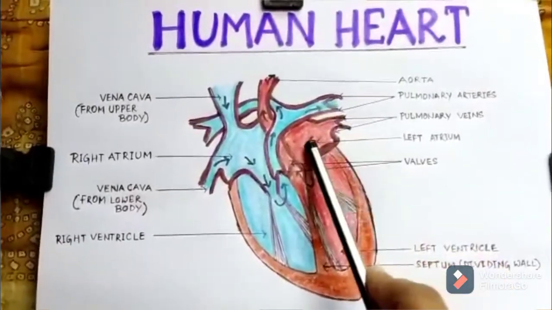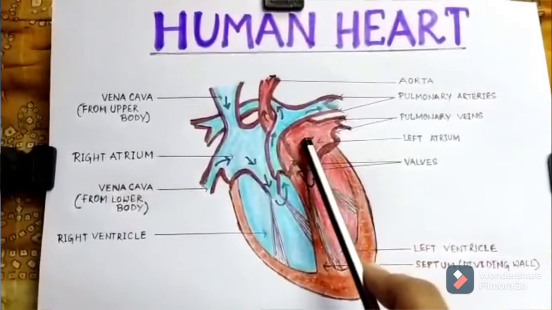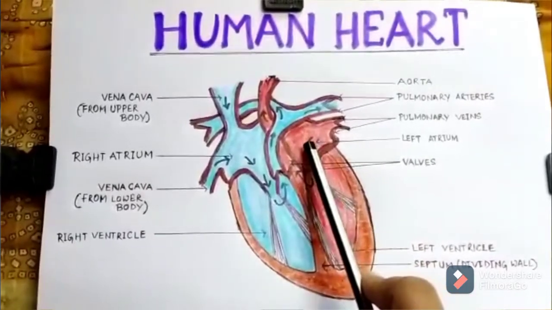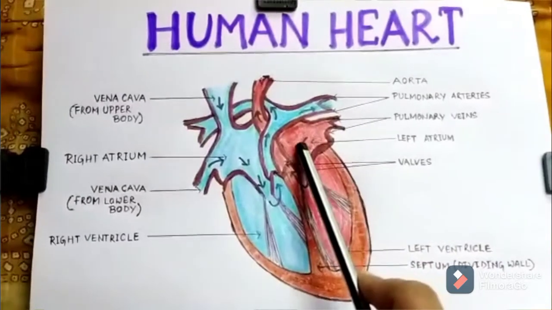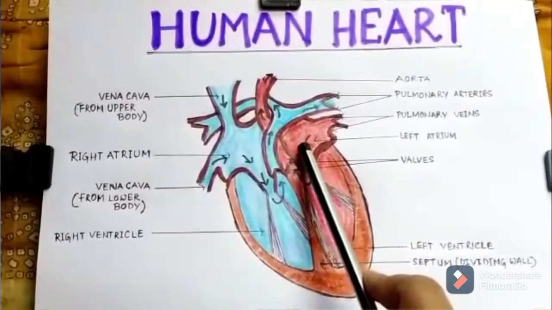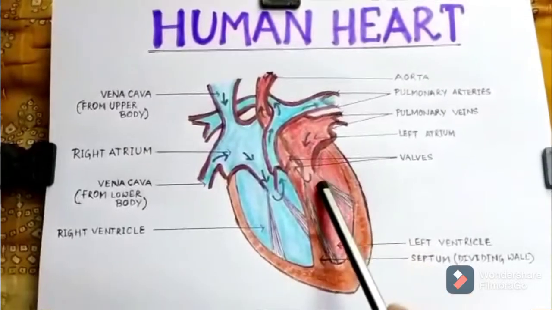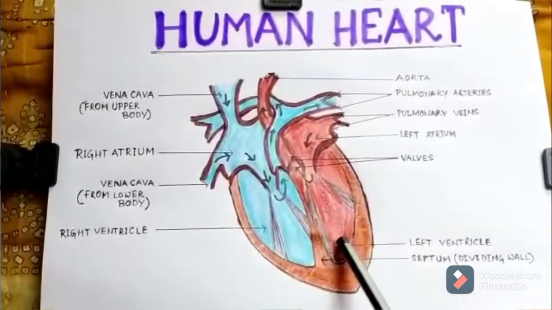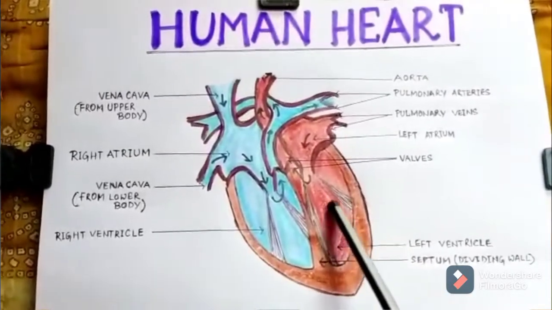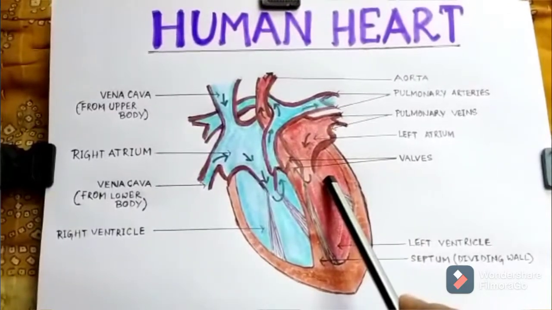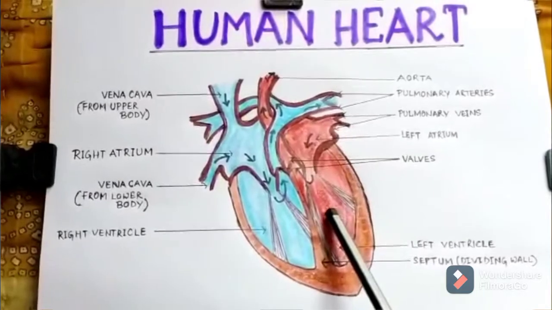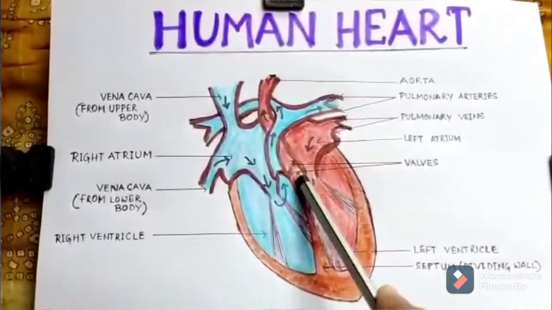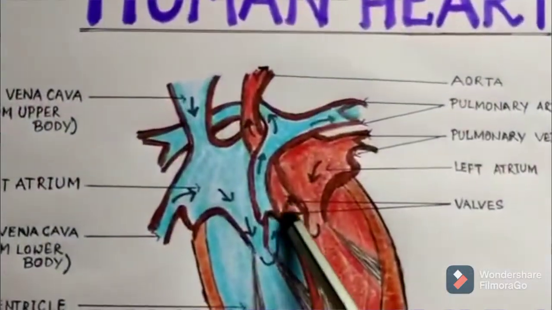So I have colored it in red because this is the oxygenated blood. Pulmonary vein pumps the oxygenated blood into this left atrium. Left atrium is in relaxed state when it receives the blood. Then the left atrium will contract and will pump the blood into the left ventricle. Which blood? The oxygenated blood. Left ventricle is in relaxed state when it receives the blood. Then the left ventricle will contract to pump the blood through this valve. There is a valve over here.